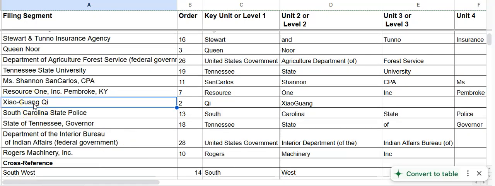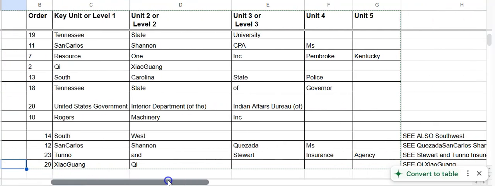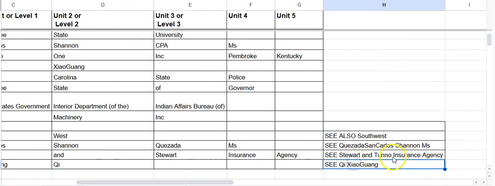For this one, we have a foreign name. And we're assuming first that Qi is the last name. So that's our key unit. And Xiaoguang is unit 2. Because it's a foreign name, that's difficult to tell with first and last names. We create a cross-reference. The cross-reference is going to be filed under X for Xiaoguang, and then Qi. Okay. And your C notation would be to our original, which is C Qi Xiaoguang.